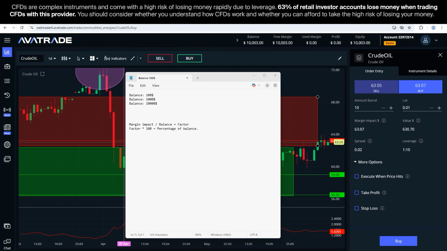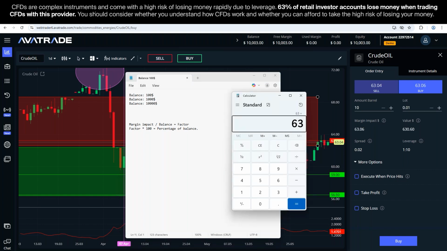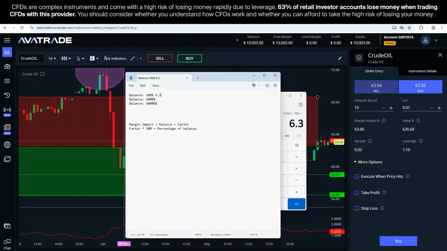So we're going to look at 63 divided by 100 and multiply by 100, and then we get 63%. If you do the same exercise with 1,000, what do we get? 6.3. So in here it will be 63, in here 6.3. We don't really need a calculator for that because you understand where it's going, and in this case it's going to be less than 1%, right?